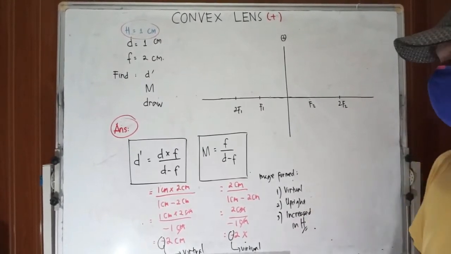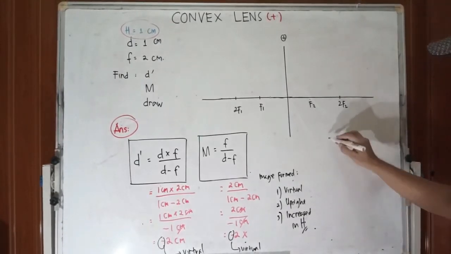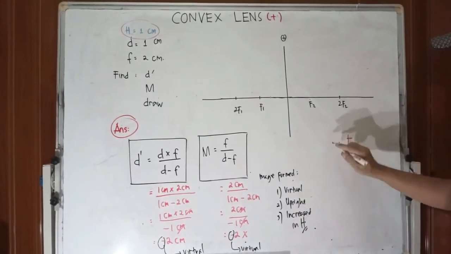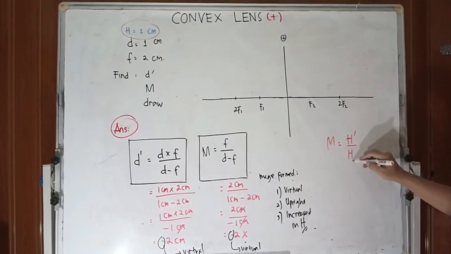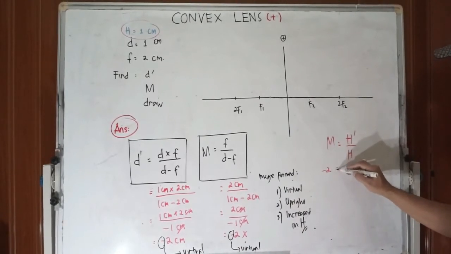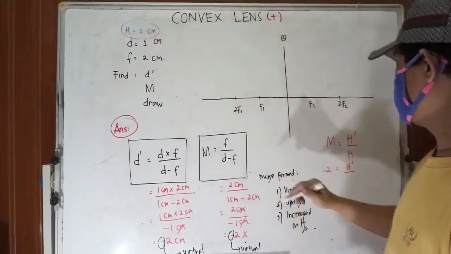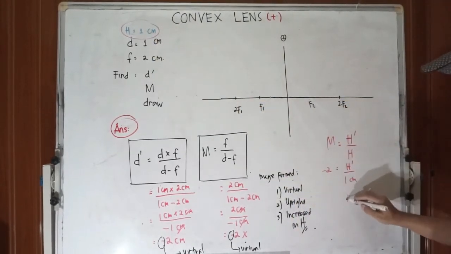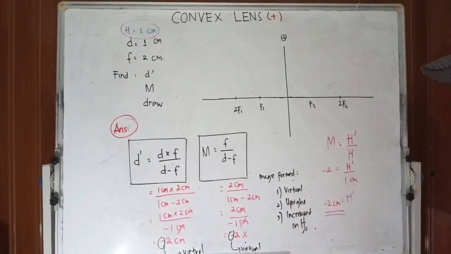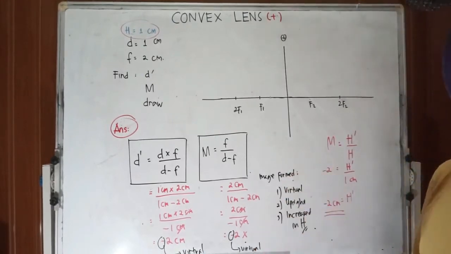Okay. So what is h'? Image height. You can use the formula: M is h' over h. M is minus 2. Minus 2 equals h' over h, 1 centimeter. So h' equals minus 2 centimeter. Okay? I think it's very clear, right? Now we go to drawing.